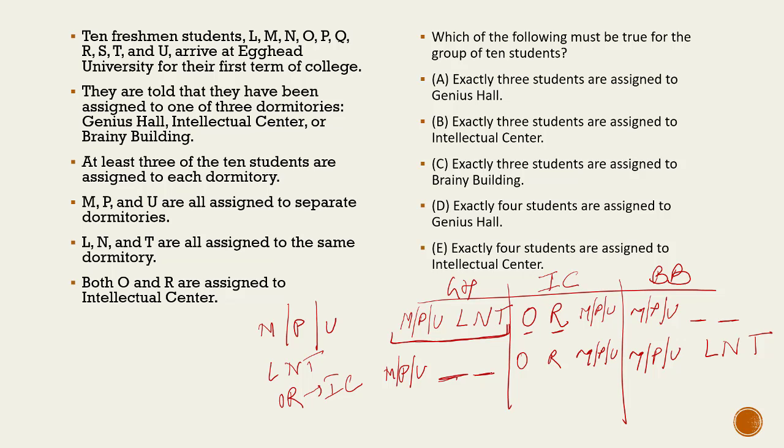Okay, it's not mandatory that it will happen every time. So this cannot be our answer. Exactly 3 students are assigned to intellectual center. Now, this is happening in both the conditions, as I've made 2 cases here. In whichever way we put L and T into genius hall or brainy building, the intellectual center will always have 3 students in it. So our answer should be option number B here.